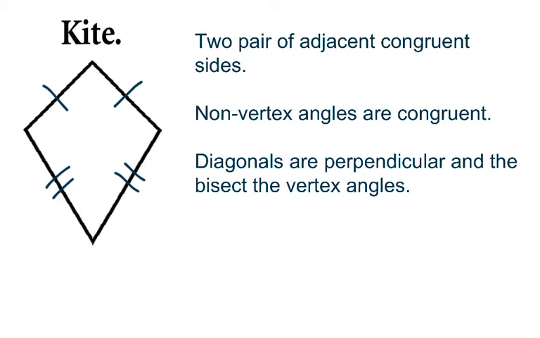Non-vertex angles are congruent, so the vertex will be like the top and bottom. So these 2 are going to be congruent to each other. And then the diagonals are perpendicular and they bisect the vertex angles. So if I draw the diagonals, they're making 90 degrees, and then they're also cutting this angle up here in half and cutting this angle down here in half. So those are the things to remember about a kite.